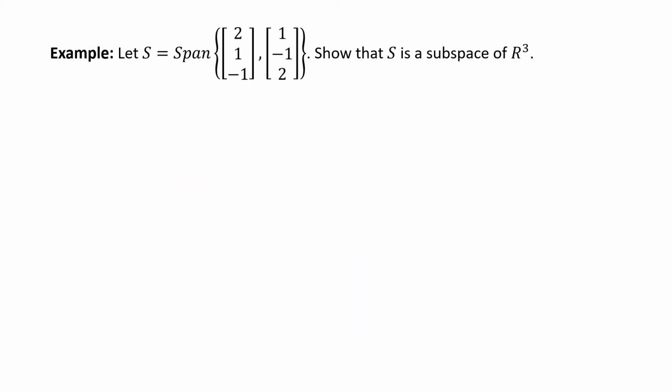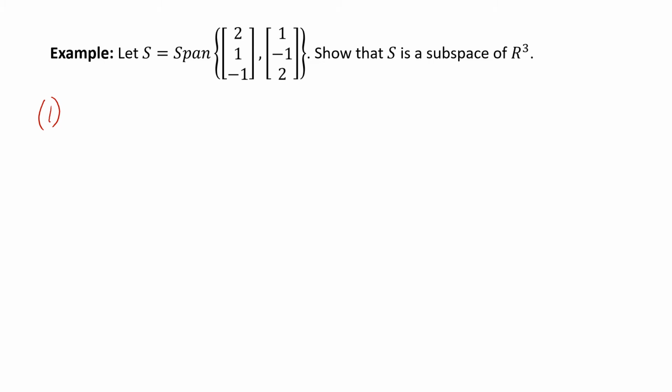Okay, so let's take a look at another example. We're going to let S be the set which is the span of these two vectors. And we're going to show that S is a subspace of R3. So to be a subspace, we have three conditions we have to satisfy. Our set is the span of these two vectors. So first off, first condition, is zero in here?